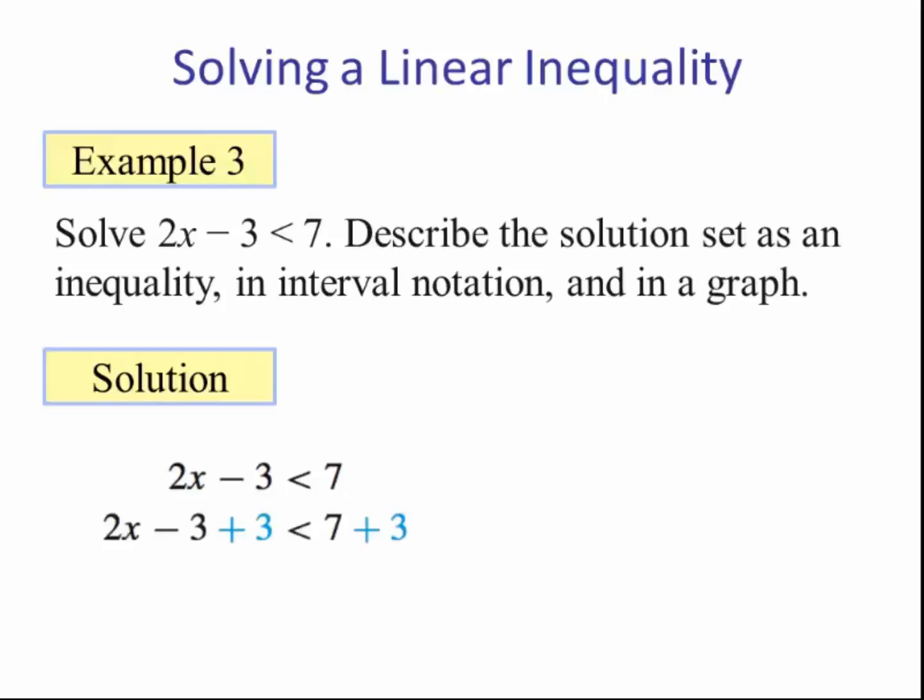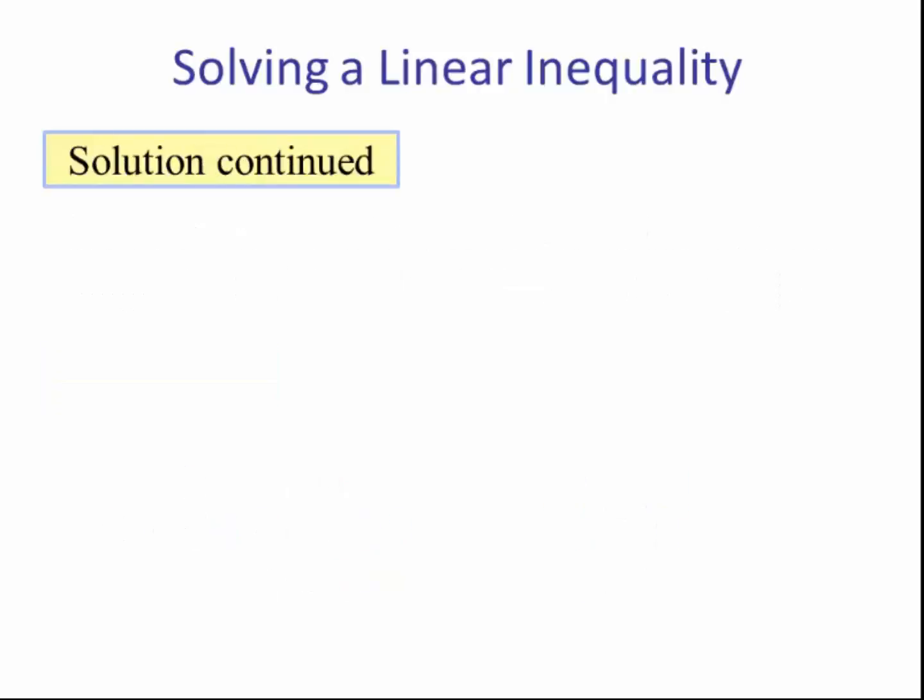So we add 3 to both sides, and we're left with 2x is less than 10. To get rid of the 2, we divide both sides by 2, and we're left with x is less than 5. So that's the inequality.